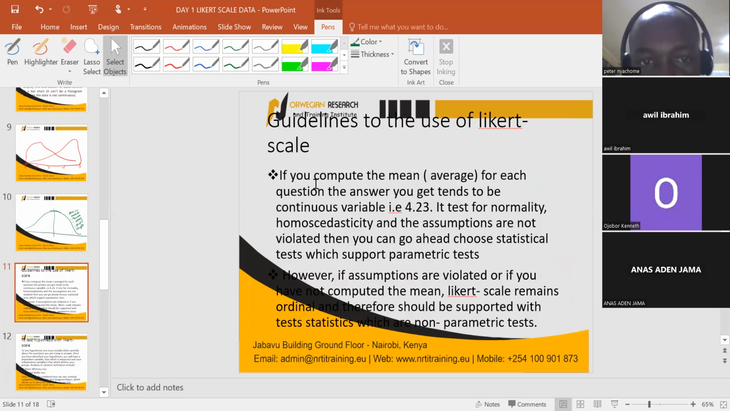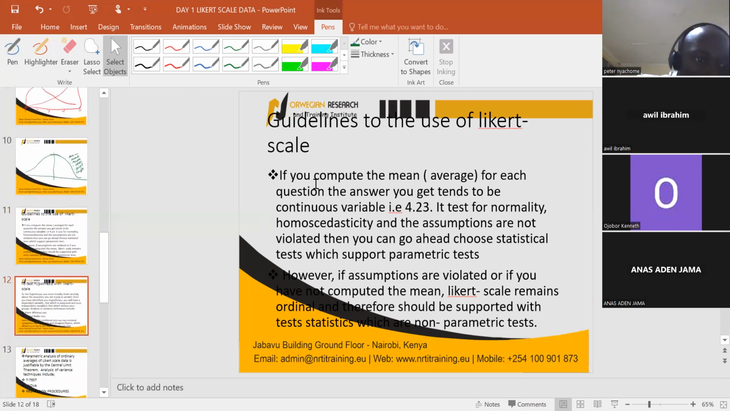Guidelines to use Likert scale. If you compute the mean average for each question, the answer you get tends to be a continuous variable, like 4.23. You test for normality and homoscedasticity, and if the assumptions are not violated, then you can go ahead and choose statistical tests that support parametric test statistics. However, if the assumptions are violated, or if you have not computed the mean, and you take the question the way it was direct from the respondent in terms of level of agreement, strongly agree, that's what you have, then please don't go ahead to run mean, standard deviations and the like. Go direct to non-parametric test statistics. That is the rule. Okay.